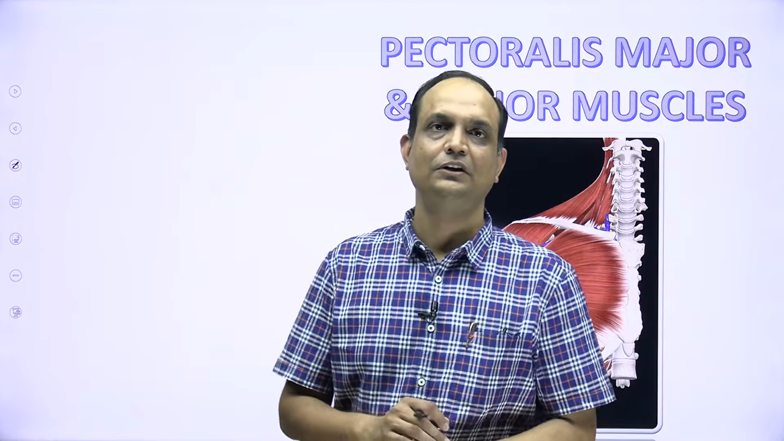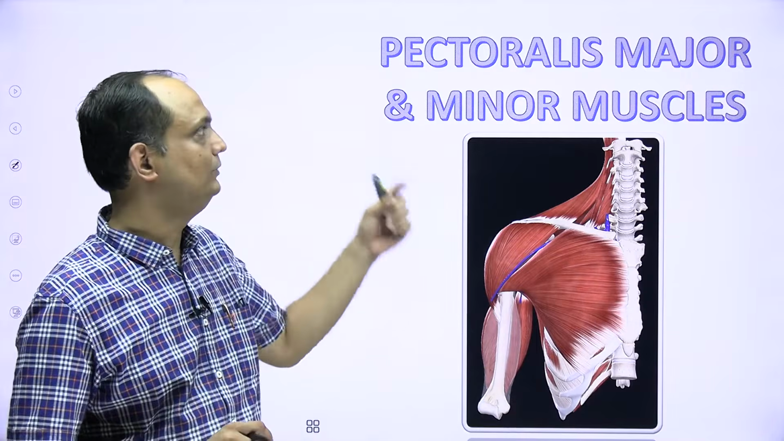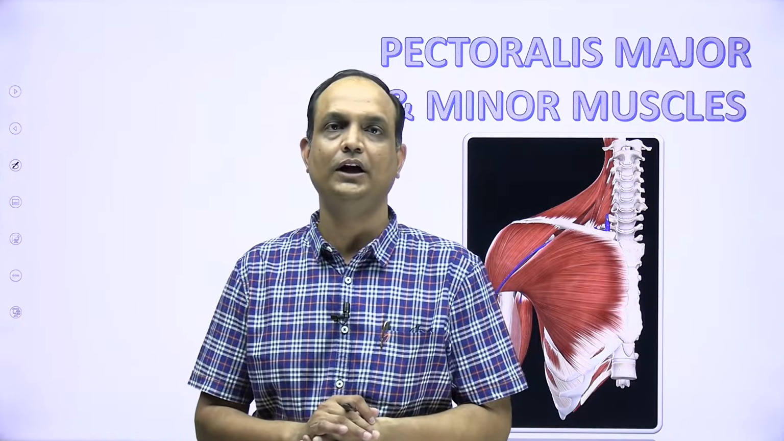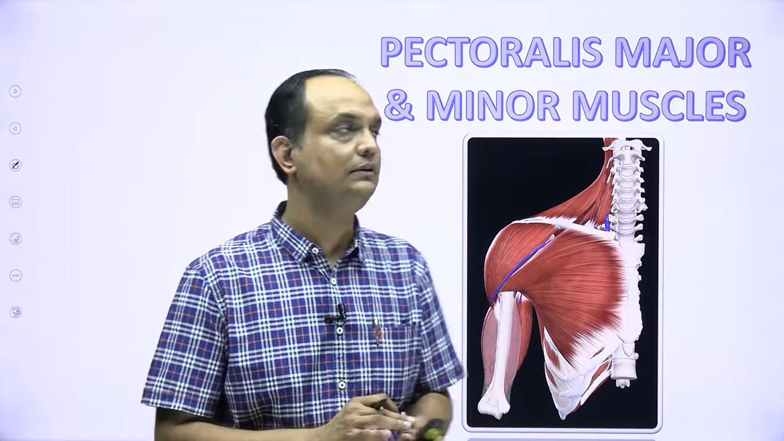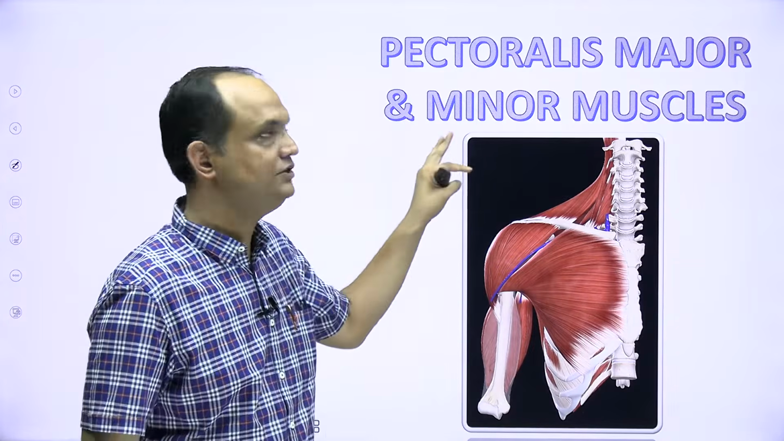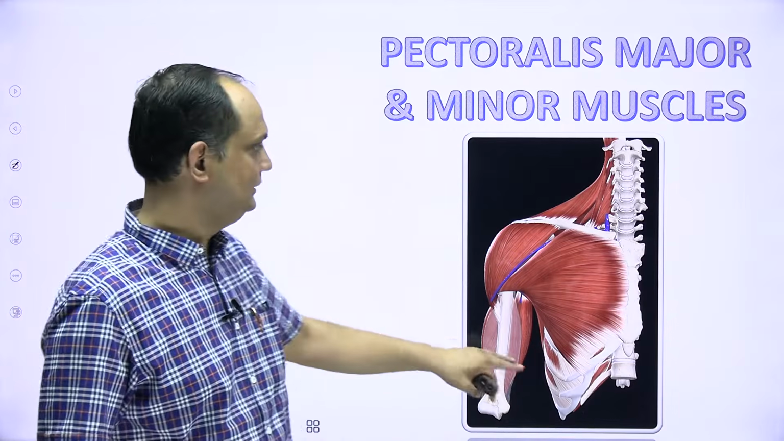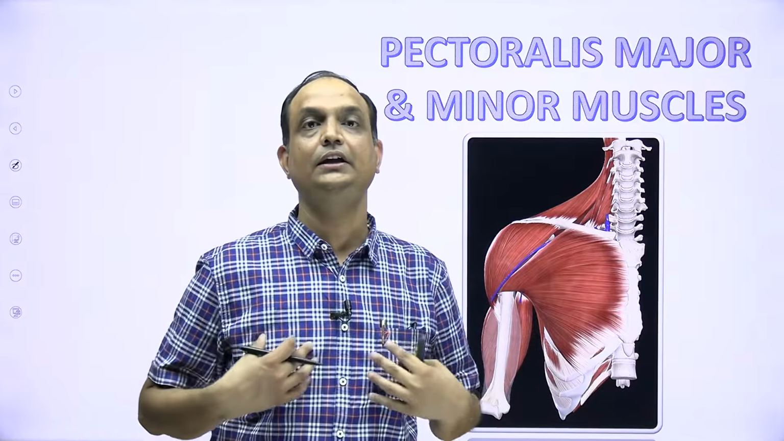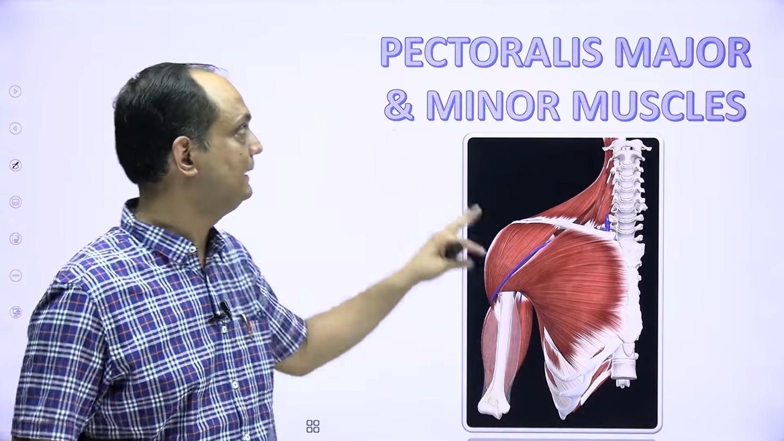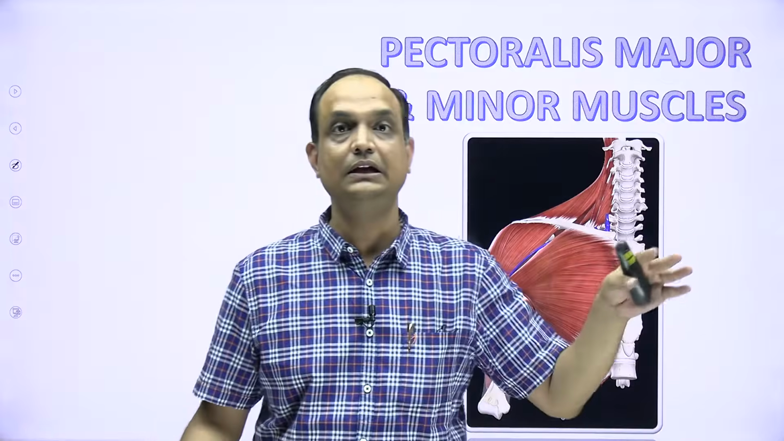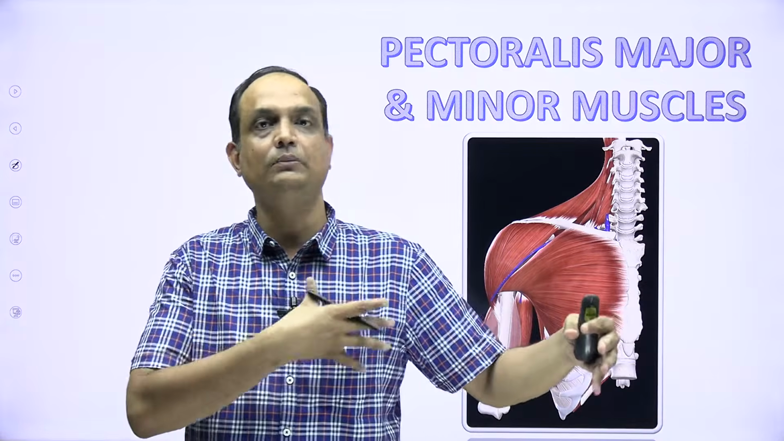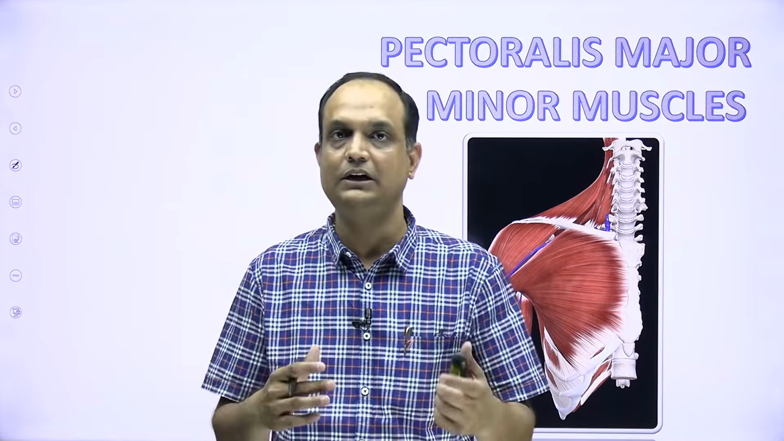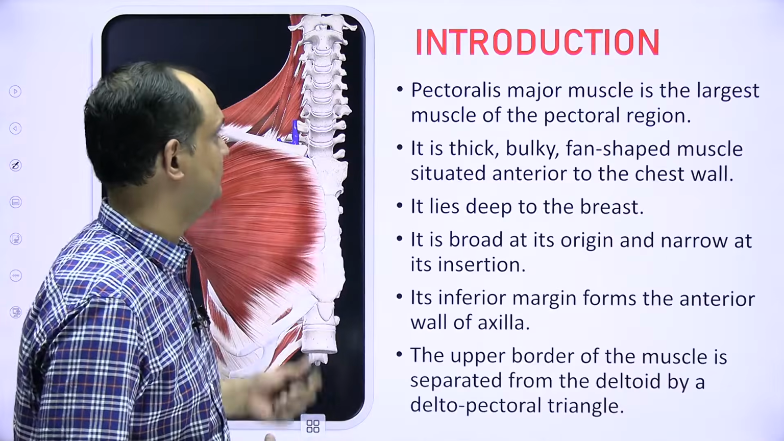Hello students, today we will discuss two very important muscles of the pectoral region. These are the pectoralis major muscle and the pectoralis minor muscle. Now you know that the anterior chest wall, or the anterior area of the chest, which is known as the pectoral region, mainly consists of a very large broad muscle, and that is the pectoralis major. So let us see about this muscle.